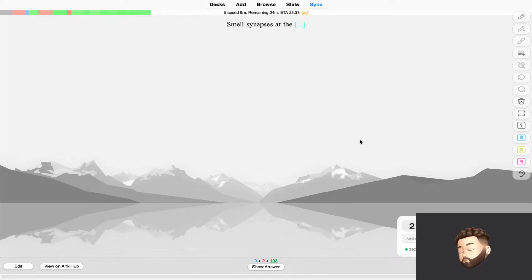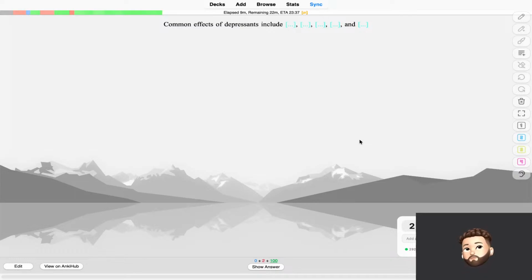Smell synapses at the orbital frontal cortex. Sound waves that pass through the auditory canal will hit the tympanic membrane of the eardrum. Protein associated taste: no, glutathione.